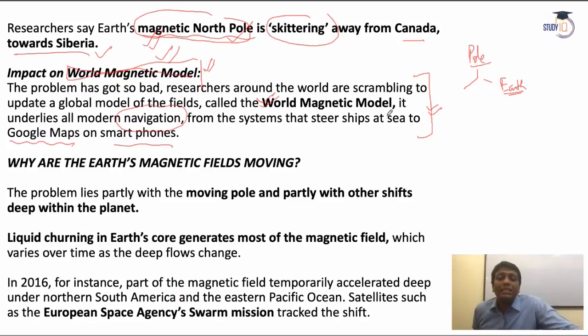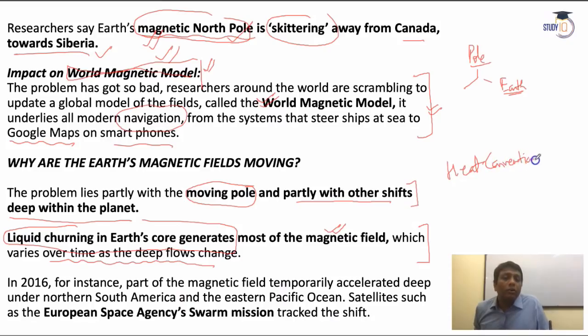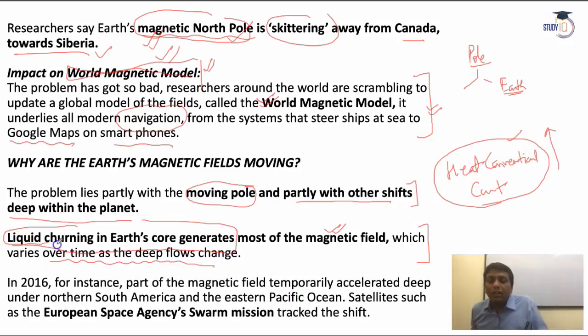So why is the Earth's magnetic field moving? We are coming to that. Actually the pole is moving partly because of other shifts deep within the planet. The reason is that the liquid churning in the Earth's core generates most of the magnetic field, which varies over time as deep flow changes. Within the Earth there is a heat convection current, maybe your geography teacher taught you about it. If this heat convection current changes, it causes liquid churning in the Earth's core, and because of this the magnetic field changes.